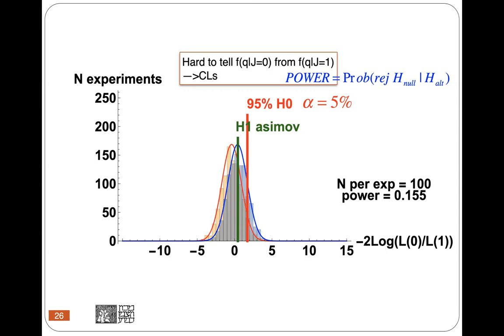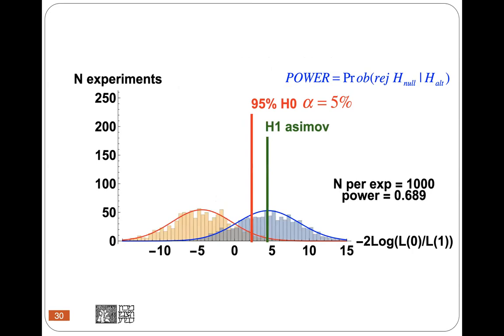Well, if you increase the luminosity, now they are separated. When they are separated, you see that the power decreases to 68%. So now, if your p-value is 5%, your modified p-value will be 5% divided by 70%, something like 7% here, which also is not so high. So now you can make a rejection, not at the 95%, but at the 93%.